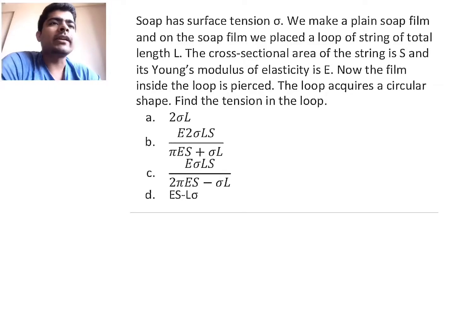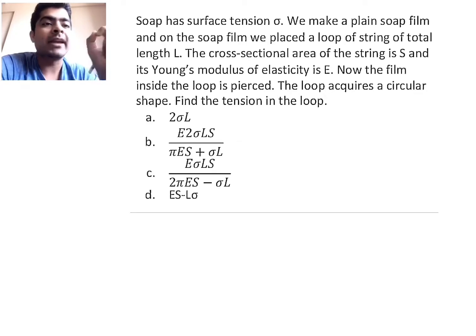Okay, now we are looking at a question based on surface tension. So soap has a surface tension sigma. We make a plain soap film, and on the soap film we place a loop of string of total length L. The cross-sectional area of the string is S and its Young's modulus of elasticity is E. Now the film inside the loop is pierced. The loop acquires a circular shape. Find the tension in the loop. Four options are given over here. Try to solve this question yourself and see which option is coming out to be correct.